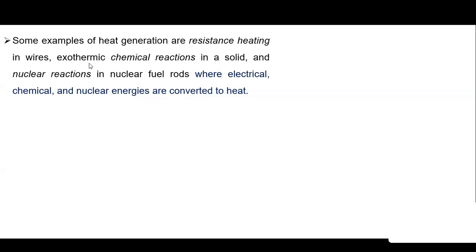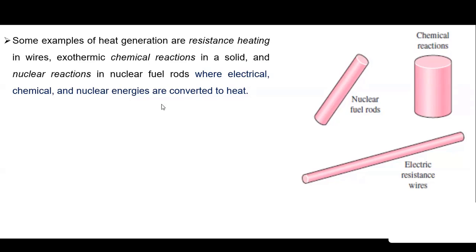Then whenever such types of exothermic chemical reactions are taking place, nuclear reactions are taking place, or resistance heating is taking place, some form of energy, say electrical, chemical or nuclear energy, is converted into heat. It means that the object is now not only conducting the heat, it is also generating some energy. The examples are shown in this picture.